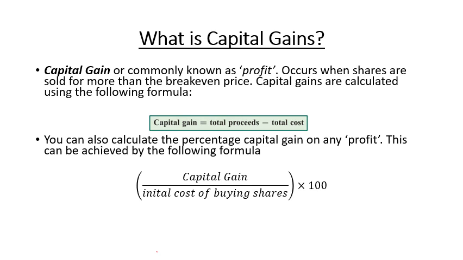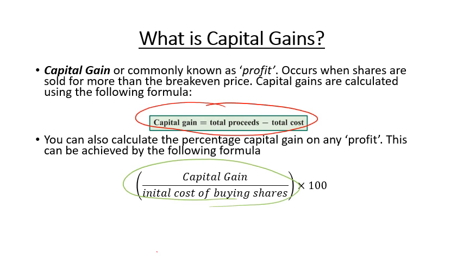And we use the following formula. Capital gains is the total proceeds, so that's how much you make, minus how much it costs you to make. If that's a positive number, you're going to have a capital gain. You can also work out percentage capital gain on any profit, and that's given by the formula below, which is the amount you make divided by the initial cost of buying your shares, multiplied by 100.